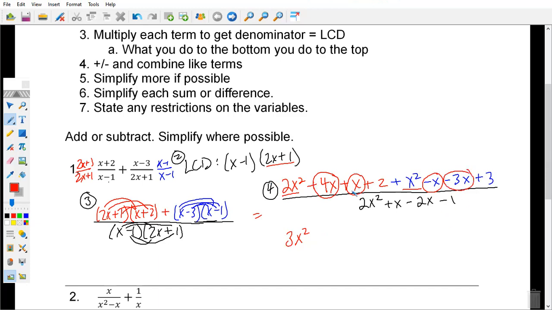4 plus 1 is 5. 5 minus 1 is 4. 4 minus 3 is 1. So it becomes plus 1x. And then last are my constants. So we have 2 and 3, which makes 5.